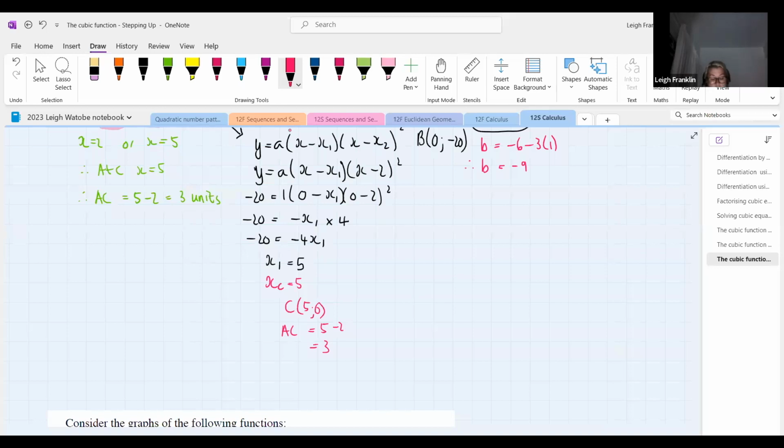Yes, it does, ma'am. Okay, all right. So it's just an alternative way of being able to work out the x coordinate at C. You would still obviously have to say 5 minus 2 in order to be able to get the answer for the actual question.